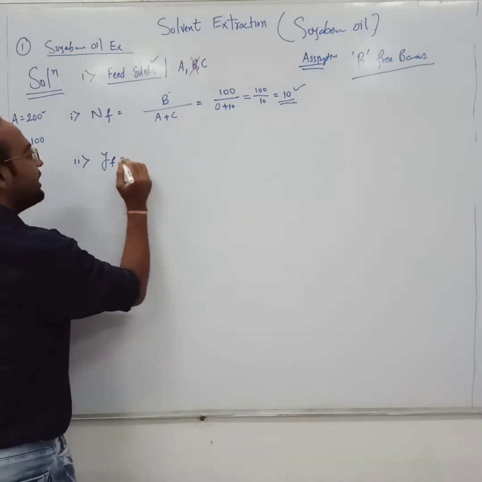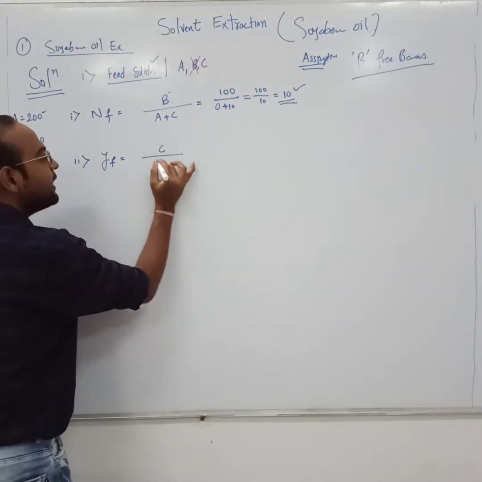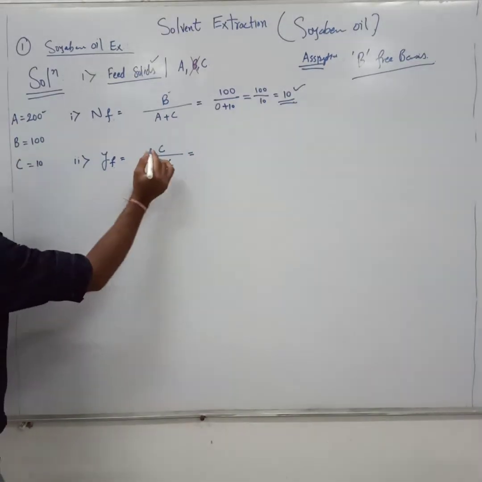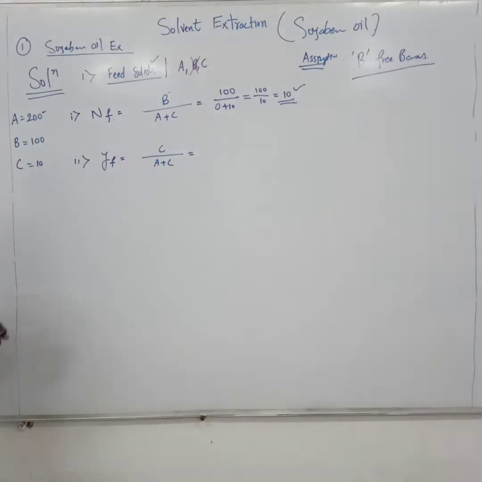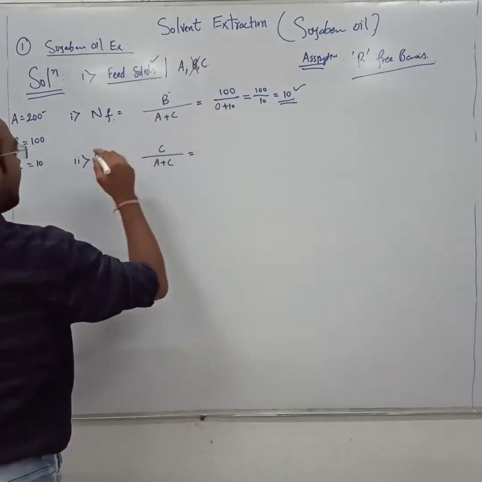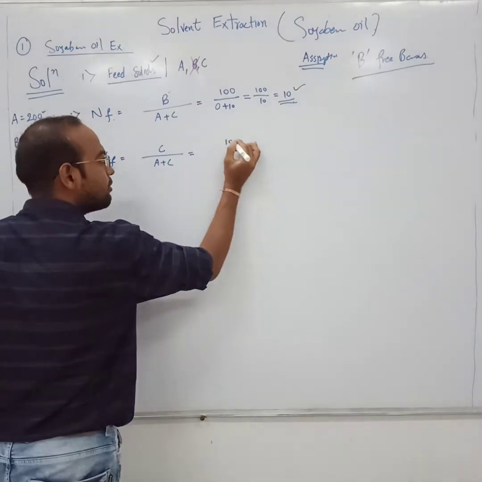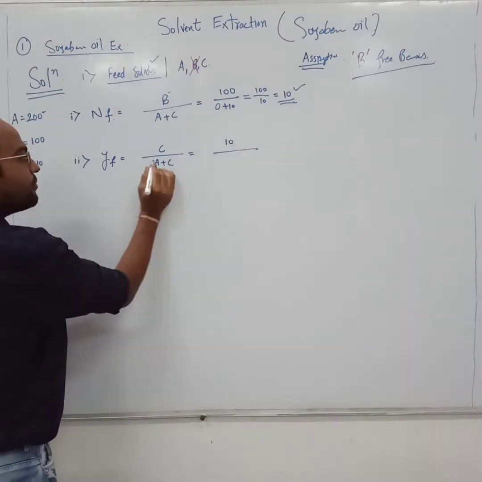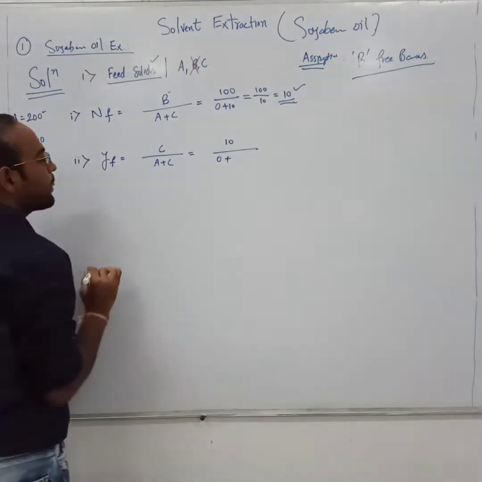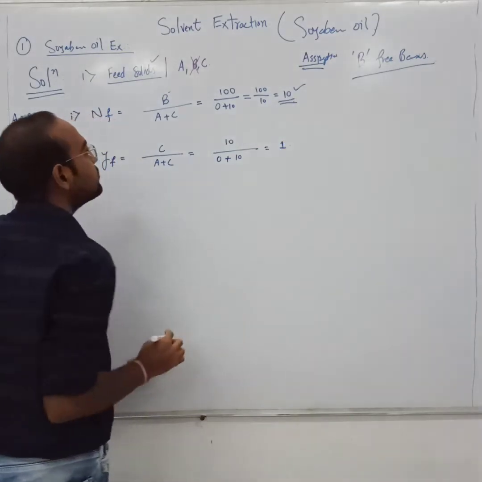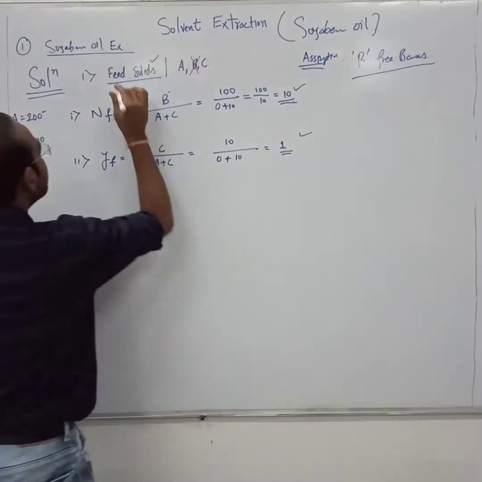Then the second thing, YF. YF means oil content in your mixture. Simple. C upon A plus C again. YF means fraction of oil content in your mixture. NF means fraction of insoluble material content in your mixture. So NF gives 10, and YF is C upon A plus C. Again we are talking about feed. Feed contains 10 gram of oil, and 0 gram of solvent. So it is 10 by 10, that is 1. So we are getting these two values for your feed solids.